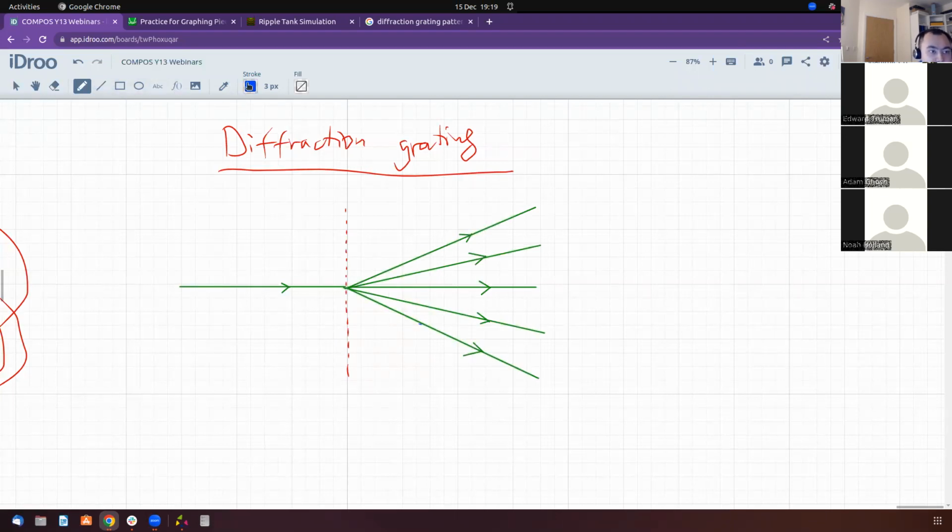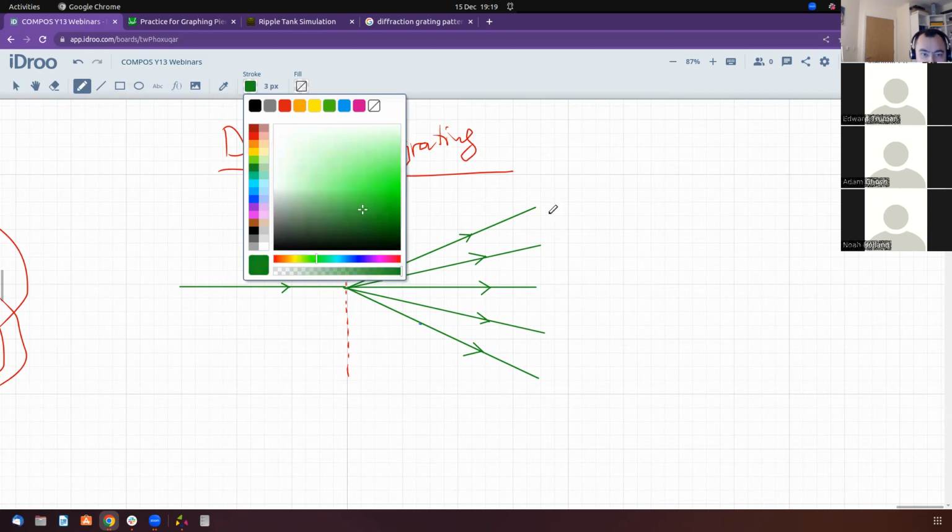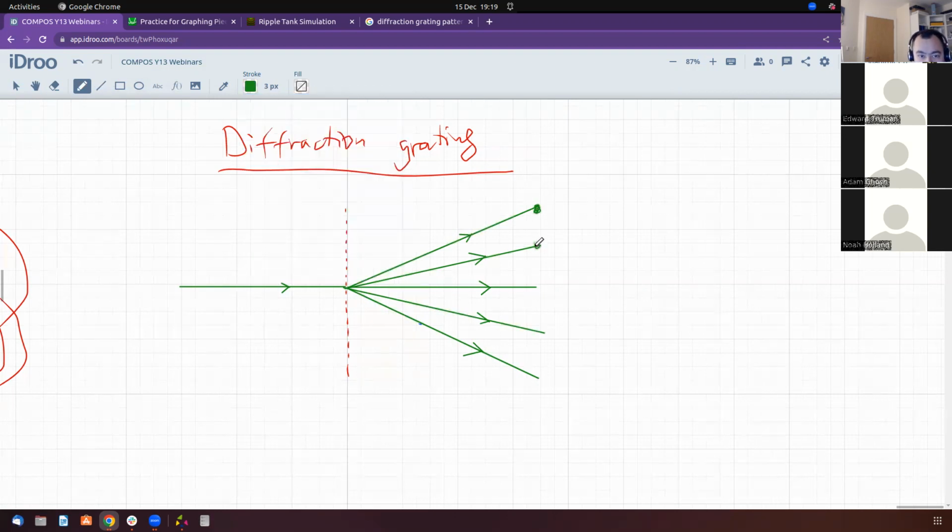So at the other end, you will see dots or fringes. This is the central maximum, central max. This is n equals 1, n equals 2, so n equals 0, n equals 1, n equals minus 1, n equals minus 2. And this is the diffraction grating.